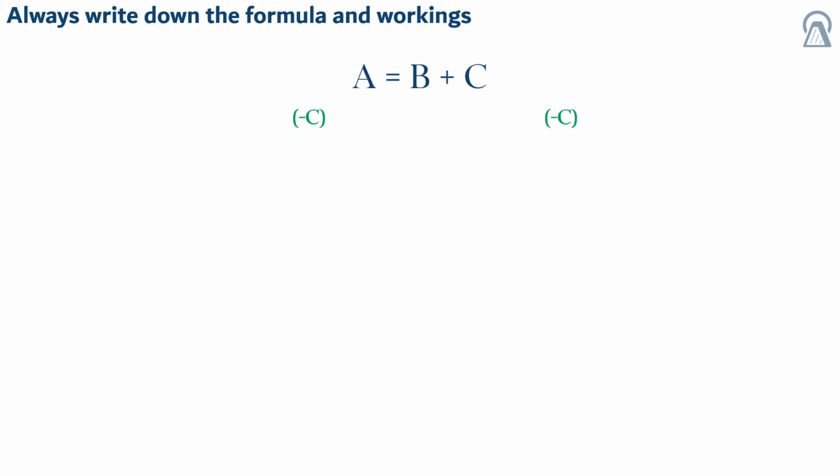Step 1. Subtract C from both sides of the equation. Now, we have A minus C is equal to B. Step 2. Swap the sides of the equation to isolate B. So, our final rearranged formula is B is equal to A minus C. Congratulations! You've successfully rearranged the formula to make B the subject.